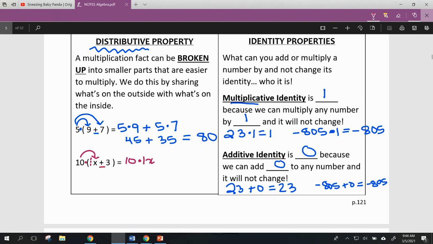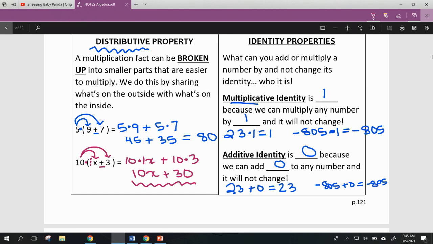We're going to keep whatever sign we have in the middle and then share with whatever is left. So 10 times 3. Okay, so what we would have here is 10 times 1, which is 10. So we have 10x plus 10 times 3, which is 30. And this is what we would work with as we're starting to solve our equations moving forward.